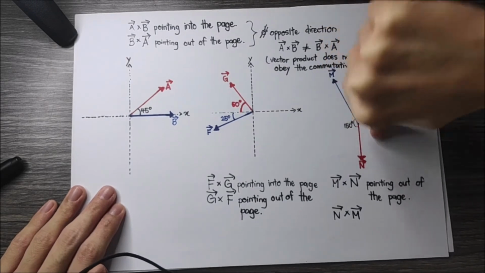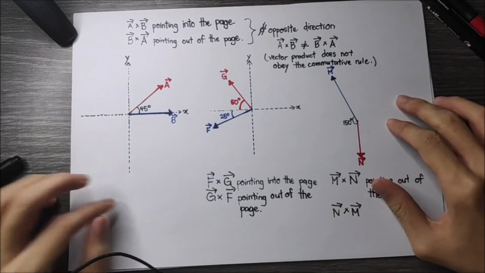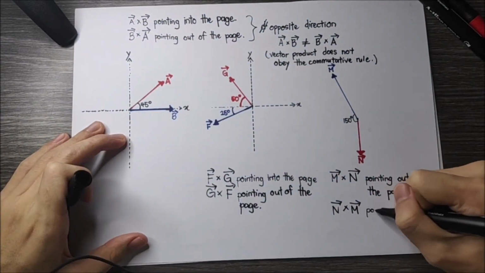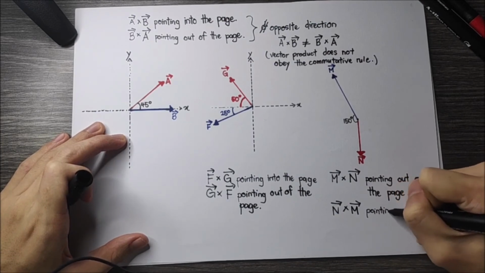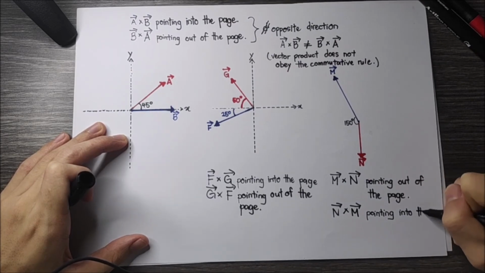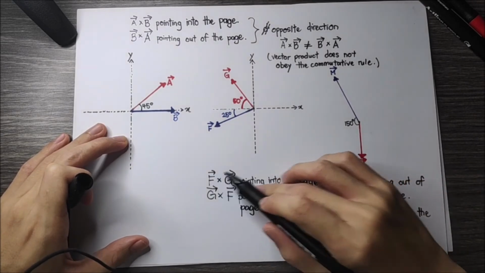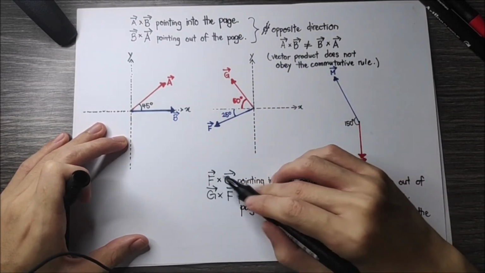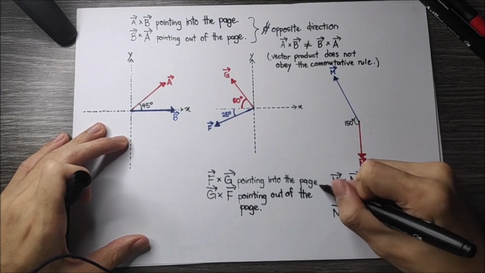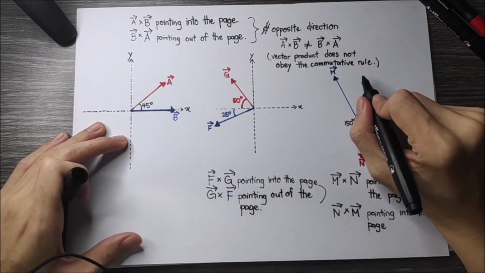So now my thumb is pointing into the page. The direction of N cross M will be pointing into the page. So as you can see, when I commute the vectors, I will get opposite direction. So this tells us that it does not obey the commutative rule.